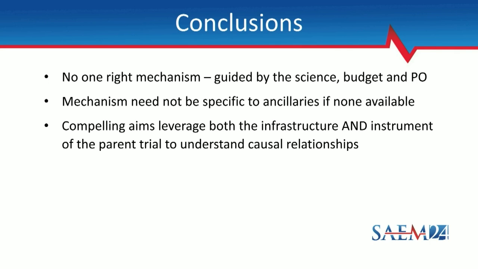And the best aims that I've seen and the most likely, I think, to get funded, although this is anecdotal, are those that take advantage not just of the resources and the infrastructure of the trial and of the network that's doing the trial, but also the actual intervention, the instrument of that parent trial, so that you can start to tease out causal relationships in a way that you can't with just a large prospective observational study.